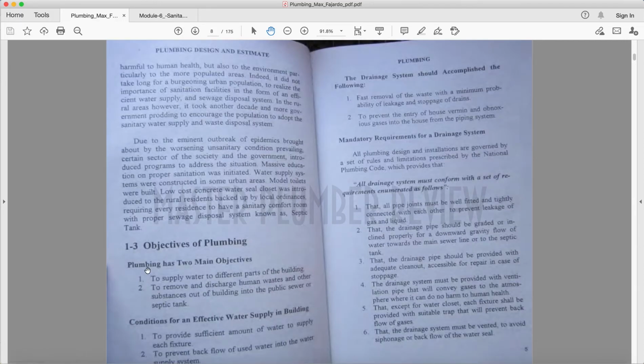The objectives of plumbing are to supply water to different parts of the building, and to remove and discharge human waste and other substances out of the building into the public sewer or the septic tank. So what comes in must go out. For example, the water distribution system comes into the house, but of course it will not just stay in your house. It needs to go out of your home. That is the science of sanitation.